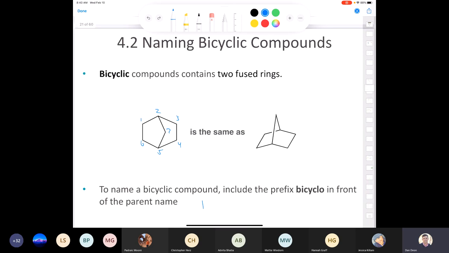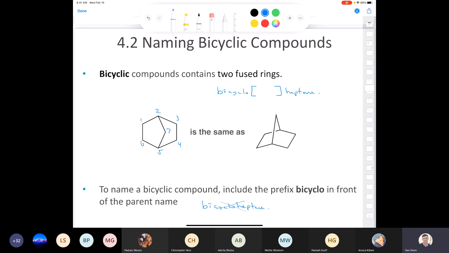But you don't just put bicycloheptane, okay? That doesn't tell you enough. There's nothing wrong with bicyclo, and there's nothing wrong with heptane, but you don't do it that way. Let me show you. It gets a little funky. What you do is you go bicyclo, then you put an open square bracket and then a closed square bracket. Then you put heptane.